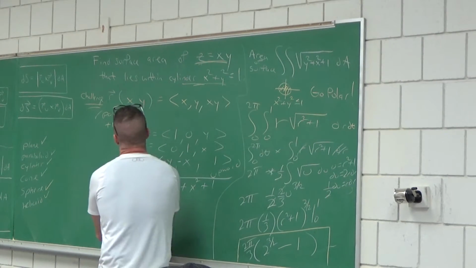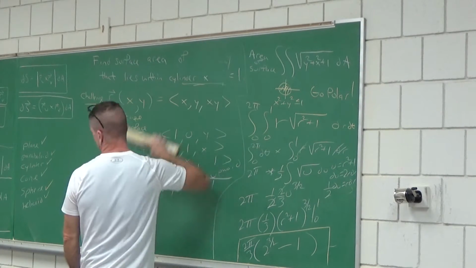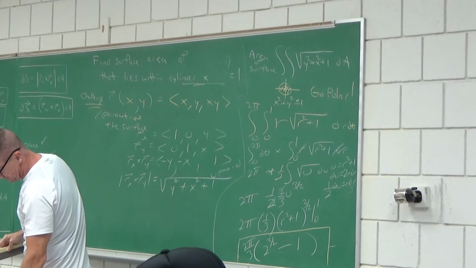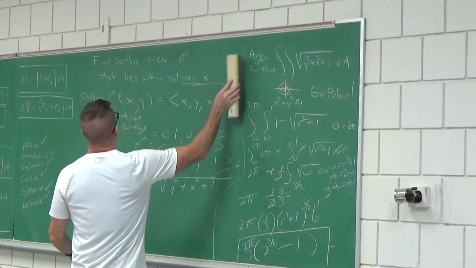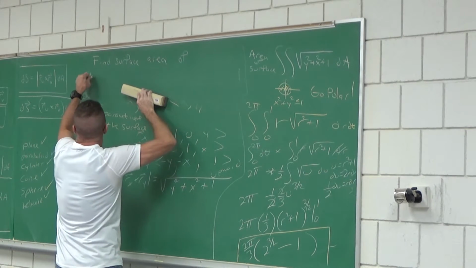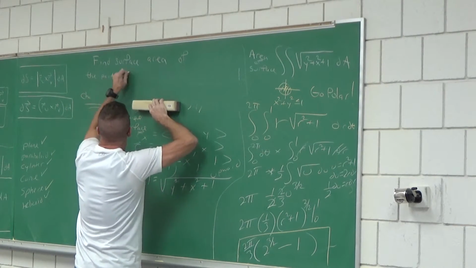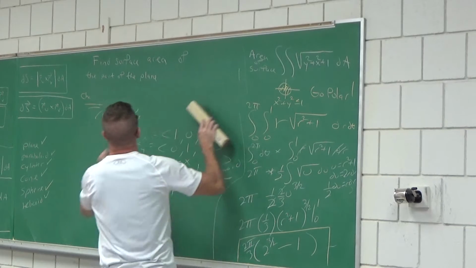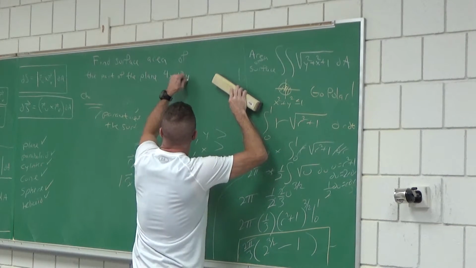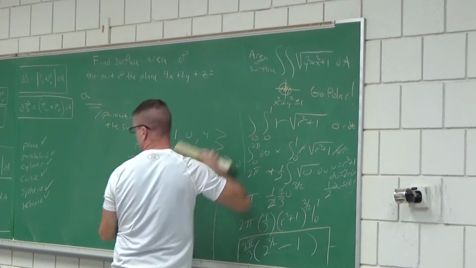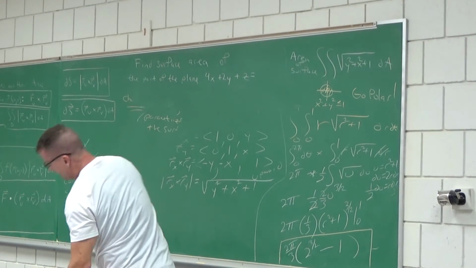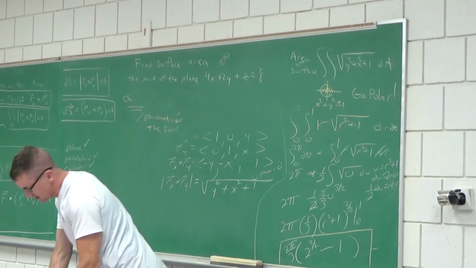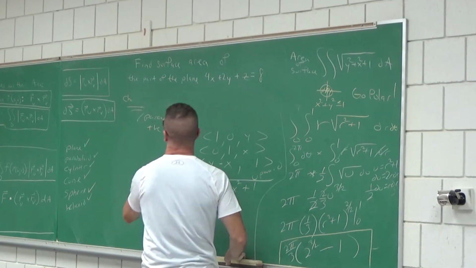Okay with that? I love it. Well, let's do a plane. So, does anyone see what's next? What's the one that says plane? What's the plane? Find the surface area of the part of the plane 4x plus 2y plus z equals 8. That plane's going to go on forever. So notice they say that it lies in the first octant.